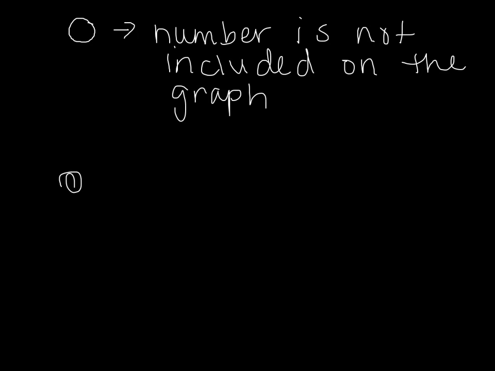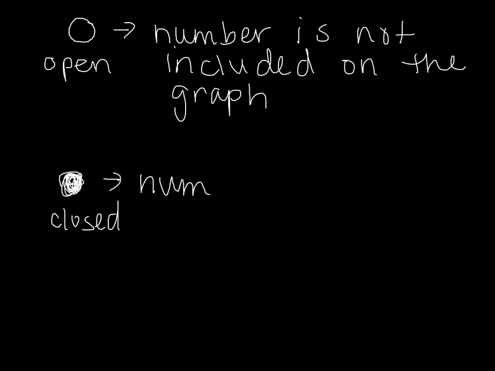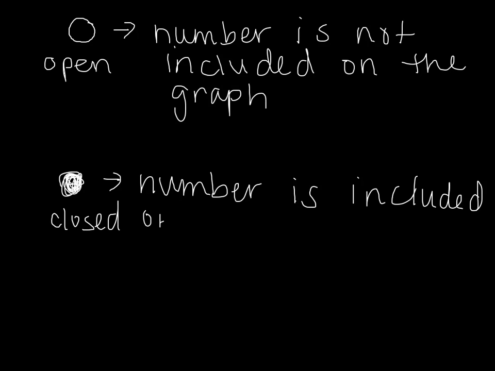And if the circle is closed, so this is called an open circle up here, and this is called closed. It should be completely filled in. It'll be easier for you to do on your homework because you just have to color it in with your pencil. So the closed circle means the number is included on the graph.